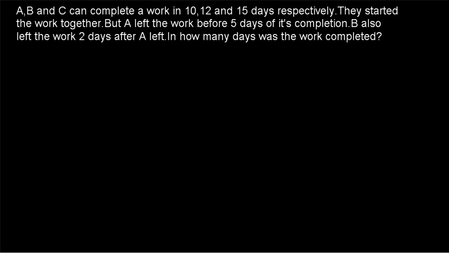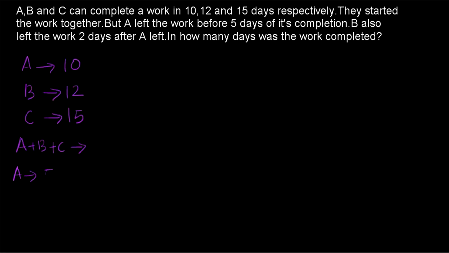So what's the question given? A is taking 10 days to complete a work. B is taking 12 days to complete the work. And C is taking 15 days to complete the work. And they are starting the work together. But A is leaving the work before 5 days of its completion. So 5 days before the work is completed, A is just leaving.